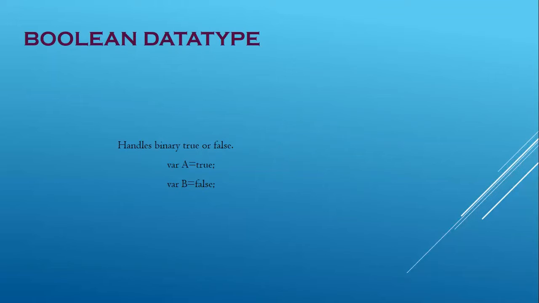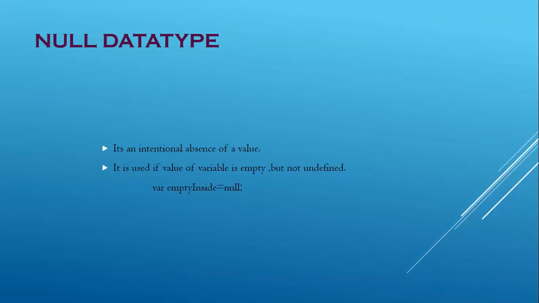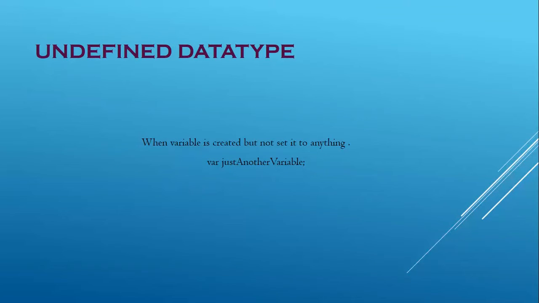Boolean data type. It handles binary true or false. To store a Boolean data type in a variable, type in true or false without quotation marks. Null data type. It is the intentional absence of an object value using null. The variable declared will be empty, not undefined. Undefined data type is when you create a variable but don't set it to anything.